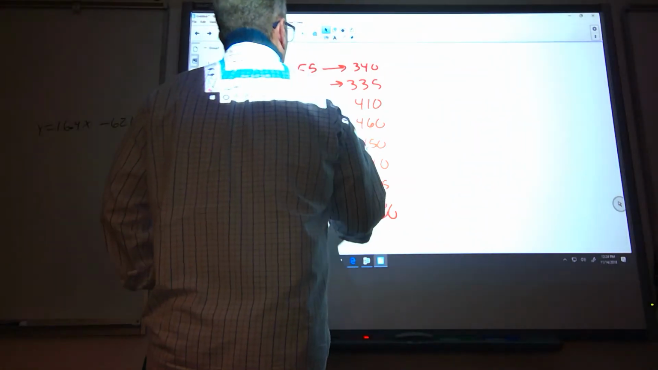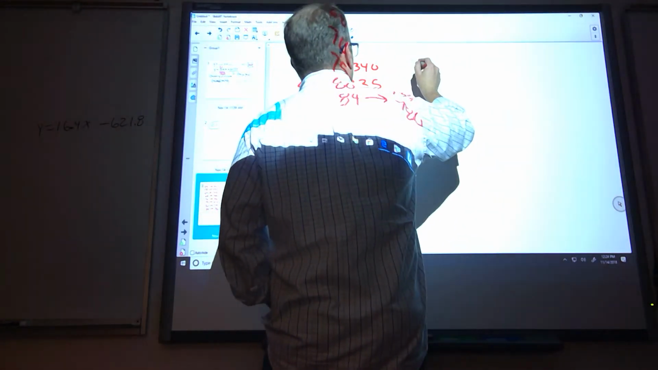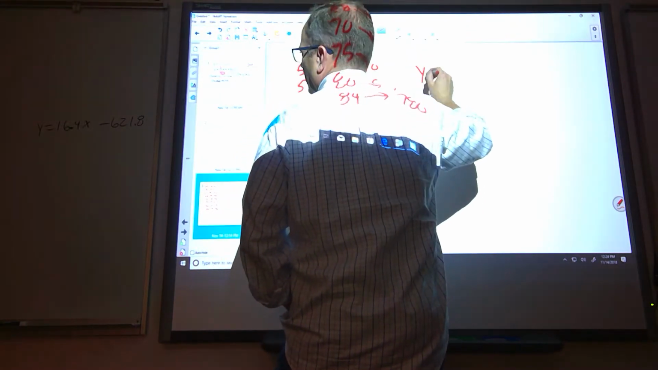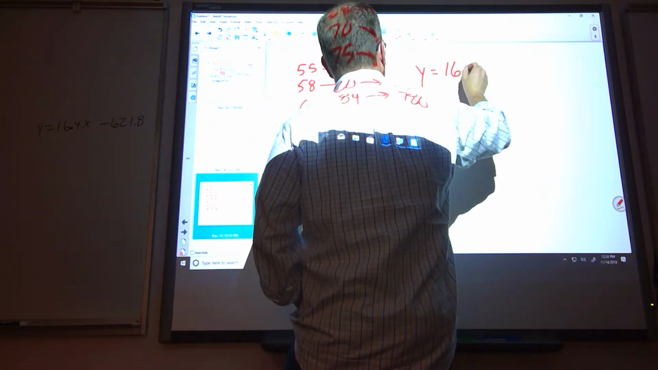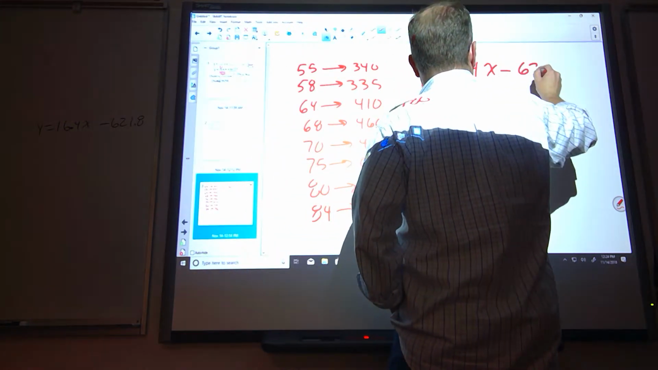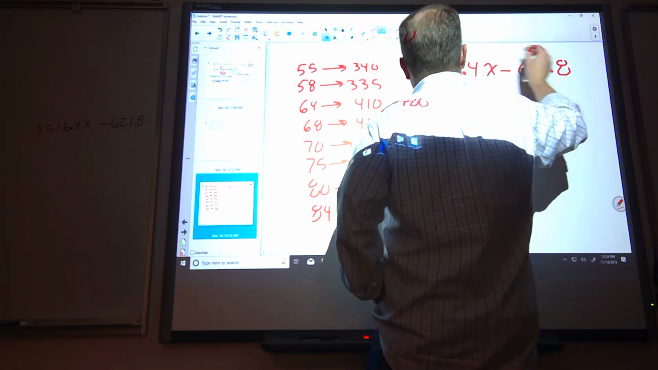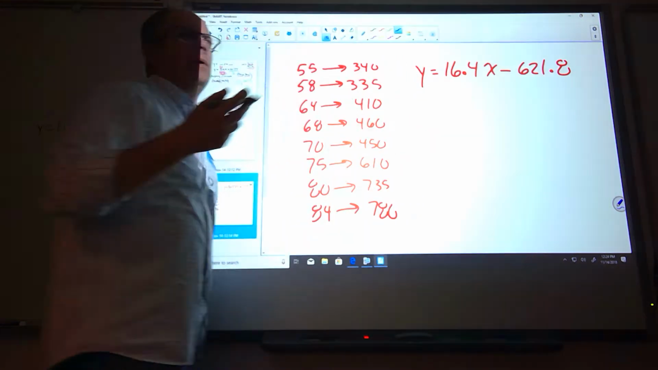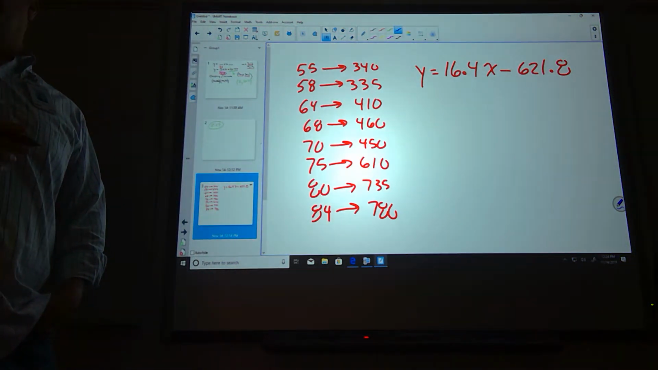Let's talk about what that actually means. I'm going to write this up here. I would like to report, item 1, let's identify what my slope is right now.